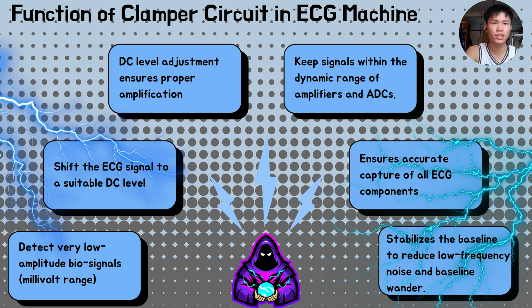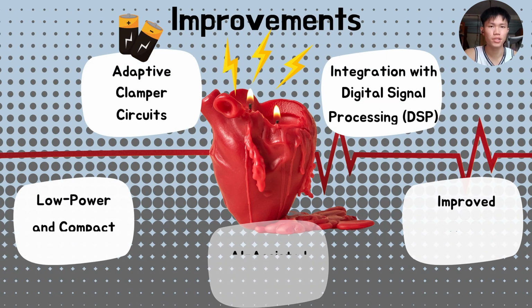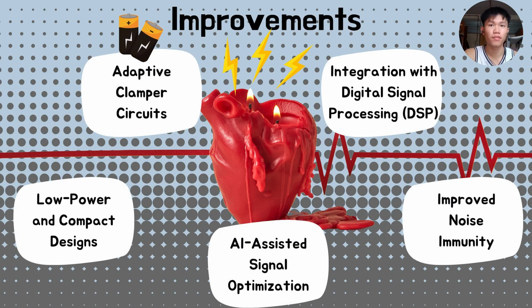Additionally, the clamper circuits also help to stabilize the signal baseline, reducing the low frequency noise and baseline wander caused by factors like respiration, muscle movement, and variation in the electrode impedance. Lastly, I will end my presentation slide by discussing the future improvement.